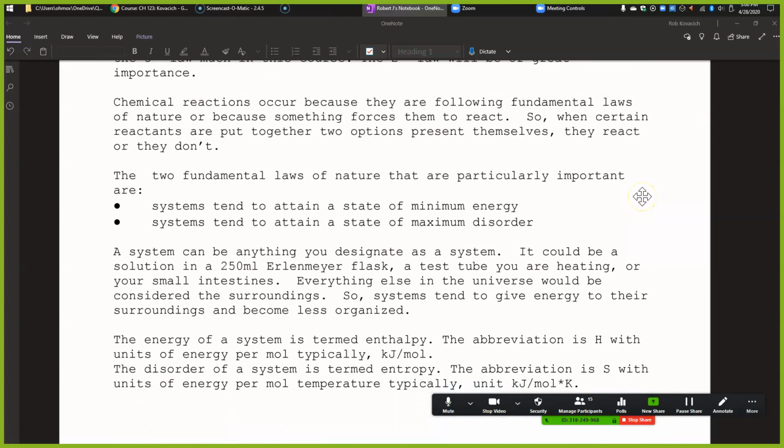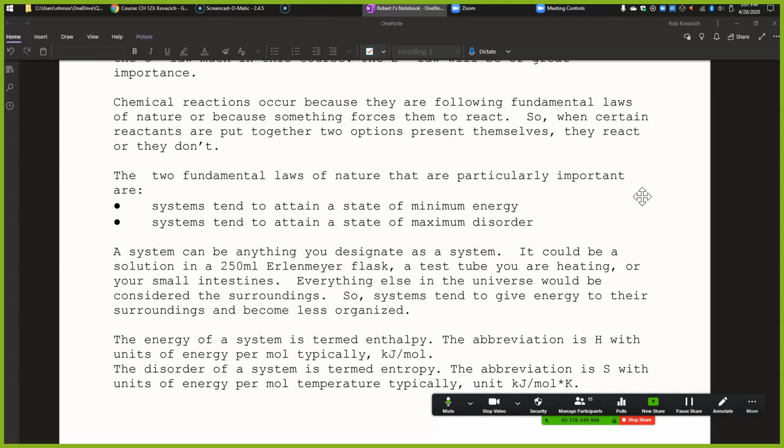All right, so another way to think about the reason that chemical reactions occur is from those laws of thermodynamics. You can think about these two overriding principles: that systems tend to attain a state of minimum energy and maximum disorder. So if you allow the system to do whatever it wants to, it will lose as much of its energy as possible, and it will become disordered. And that's what nature wants to do.